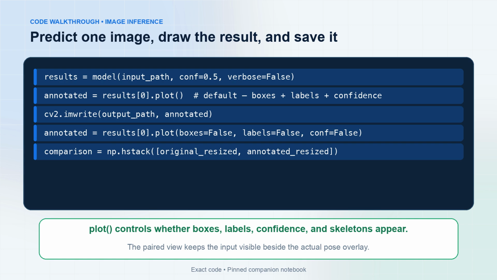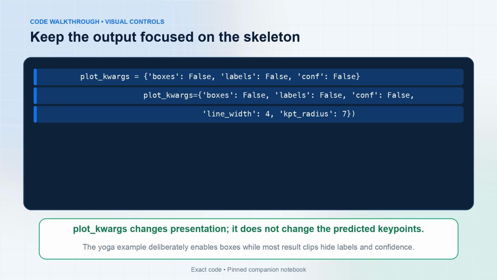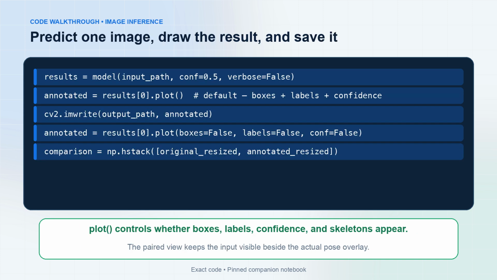For single image inference, we pass the frame into the model using a confidence threshold of conf equals 0.5 to filter out the noise, and we set verbose equals false to keep the console nice and clean. Then we call results[0].plot. This is great because it gives us so much control. We can toggle Boolean arguments for boxes, labels, and conf, and tweak styling parameters like line_width and kpt_radius to make our digital skeleton look exactly how we want. Finally, we use OpenCV's imwrite paired with NumPy hstack to stack the original and annotated images perfectly side by side.